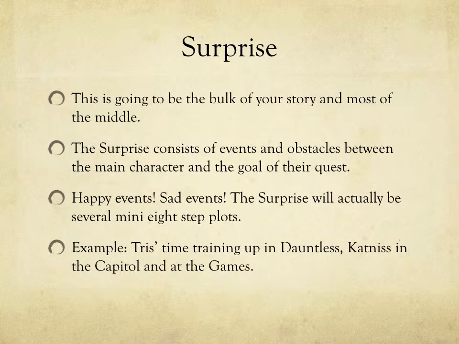And once the quest is initiated, you're going to embark on what we call the surprise. This is the bulk of the story, and this is what we usually call the soggy middle if you have problems with the middle of your story. If you're using a 3-act story, this would be all of Act 2. The surprise consists of your events and obstacles between the main character and the goal of their quest. These are happy events, they're sad events, and each of these events within the surprise should end up being mini 8-step plots. So each of these little events will have a trigger, a quest, a surprise, etc.